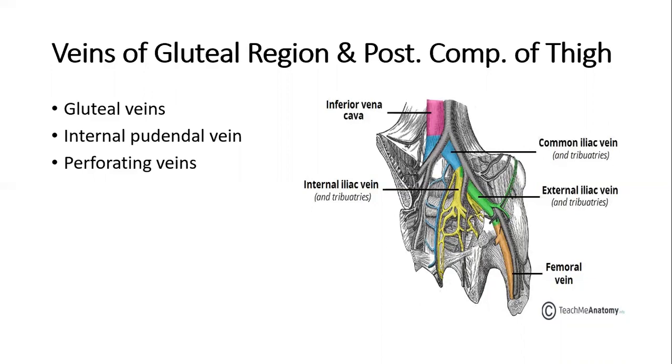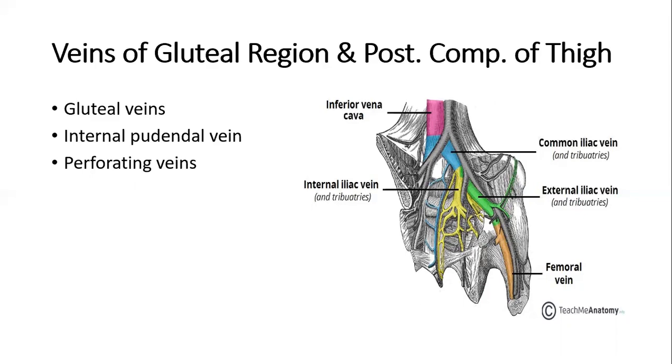The gluteal veins, they also communicate with the femoral vein. This communication is important in case femoral vein is occluded or has to be ligated. So the blood will have an alternative route via gluteal veins into the internal iliac vein.